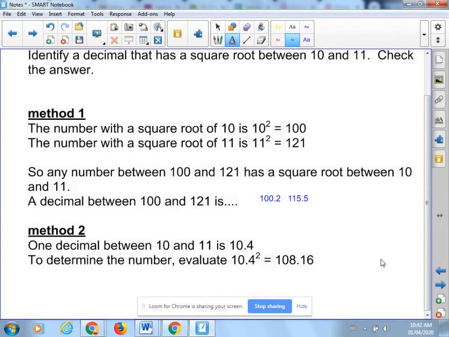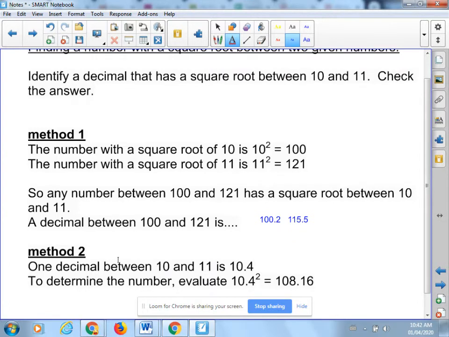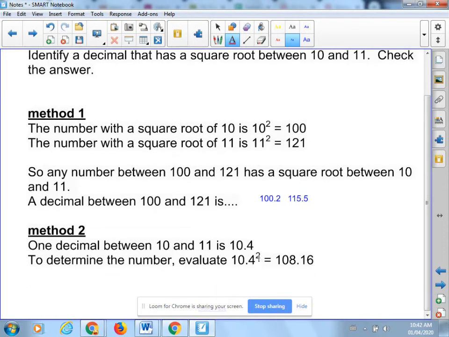Method 2 is to choose a decimal between those two numbers. So a decimal between 10 and 11 is 10.4. If I found the square of 10.4, it gives me 108.16, which is also a decimal number with a square root between 10 and 11.